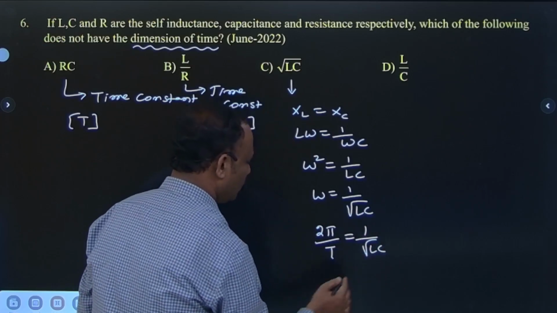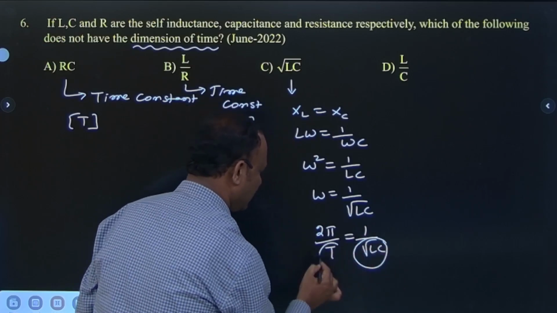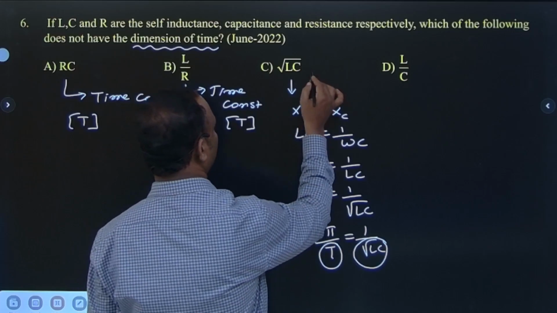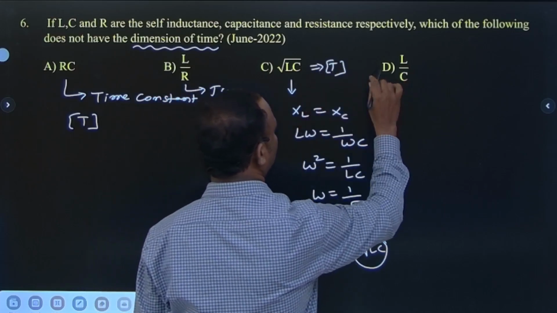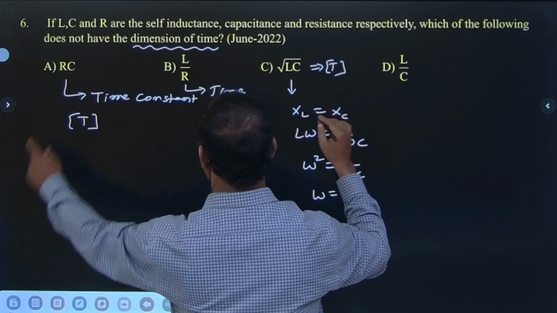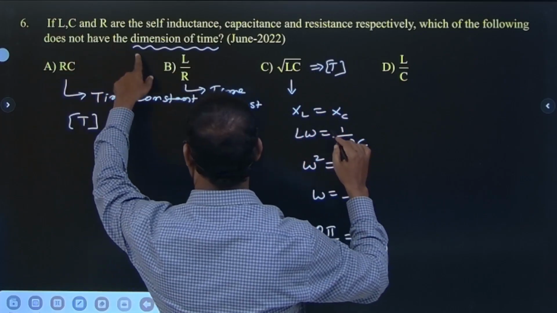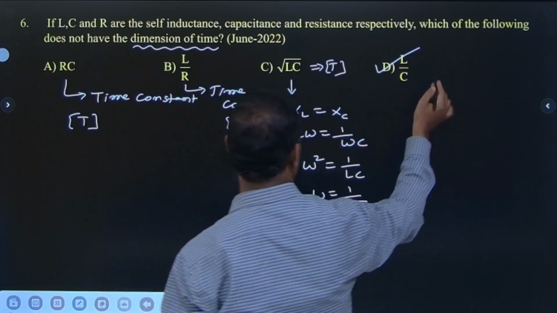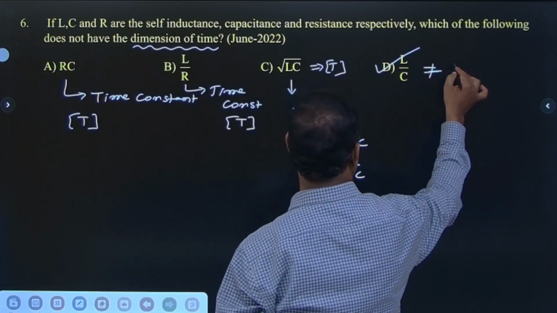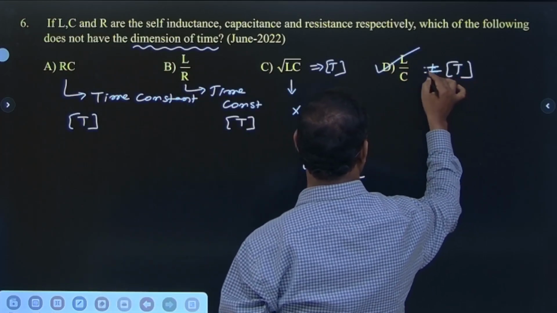So the dimension formula of under root LC is T only. Which is not correct means which does not have the same dimension as this one, so that is the option. It's not equal to the dimensional formula of T.